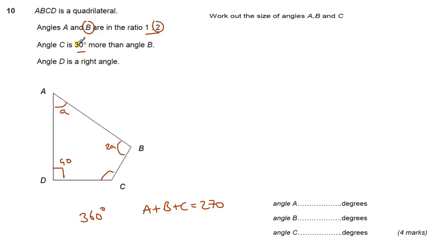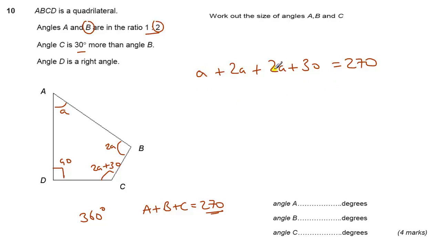Then we're told that angle C is 30 degrees more than angle B, so C is 2A, because that's what B is, plus 30. So we've got these three angles, A, 2A, and 2A plus 30, and they add up to 270 degrees. And that's the crux of this question.